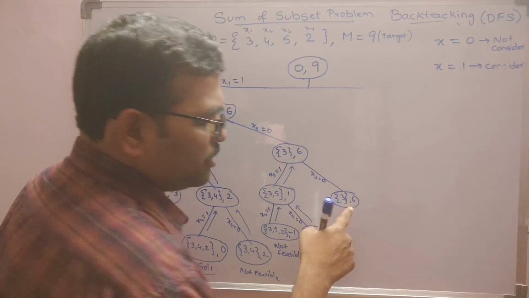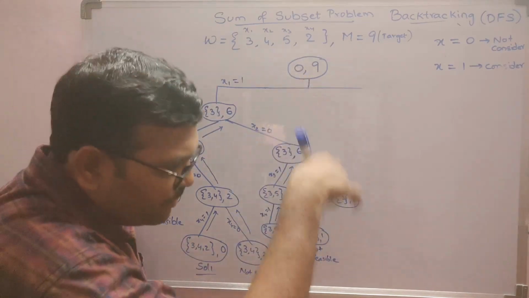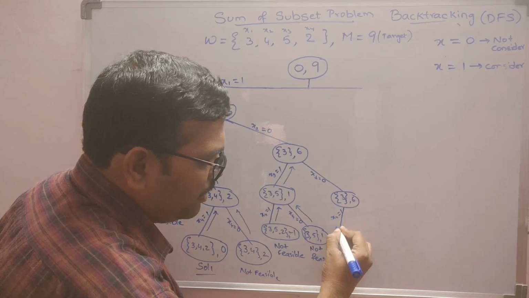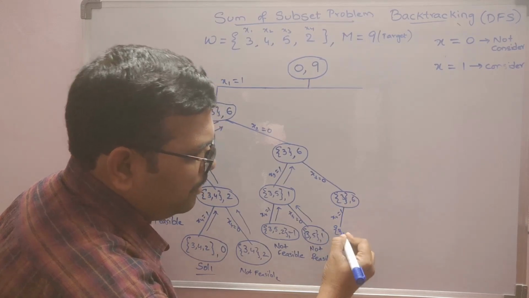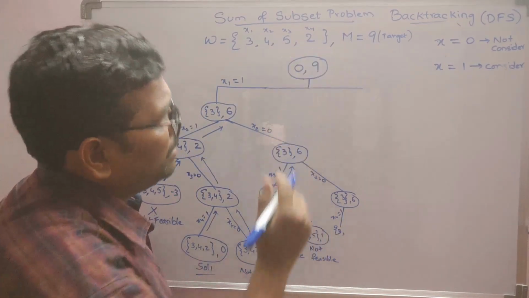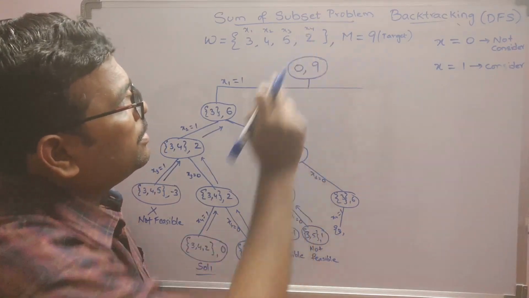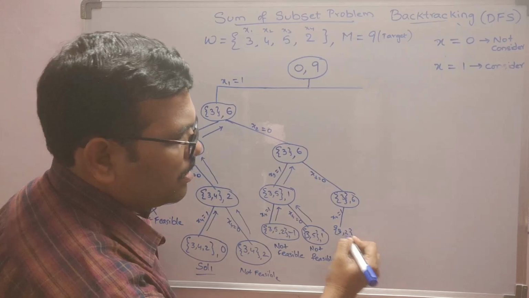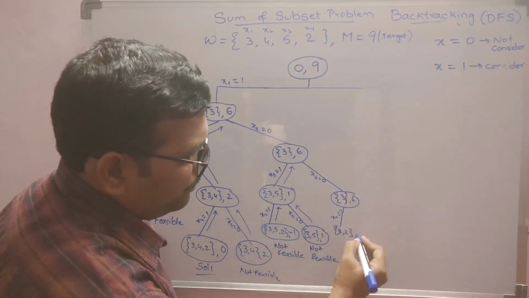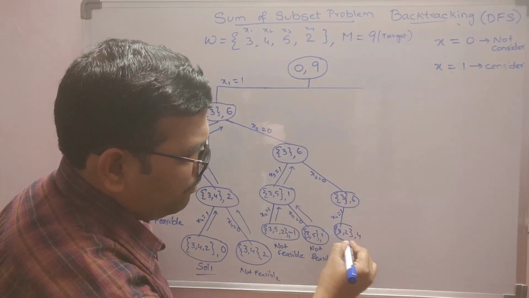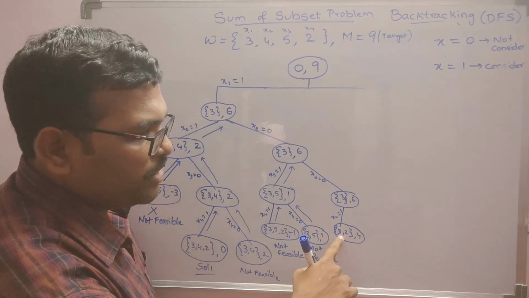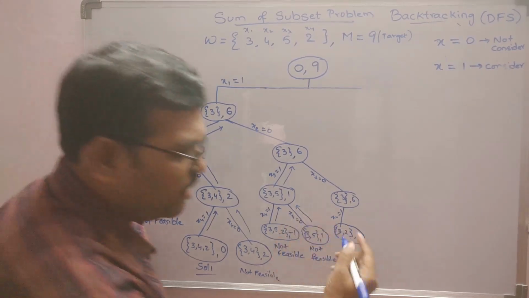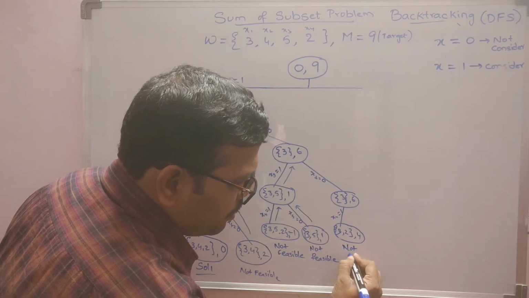x3 equal to 0 means again we will get 3, 6. So the sum of subset is 3, which is less than 9, so it is further divided. So again x4 is equal to 1. So 3 comma 2 comma 4. What happens here? Sum of subset is 5. It can't be further divided because this is the last one. So this is not feasible.